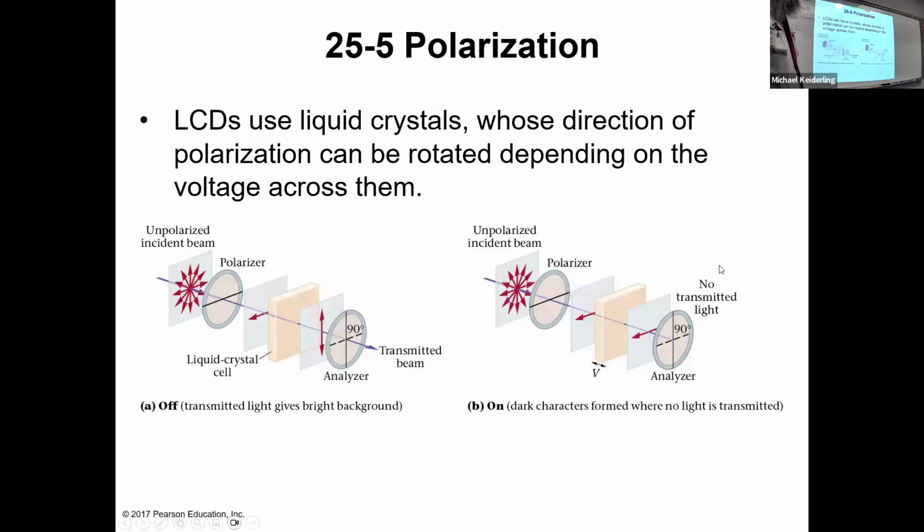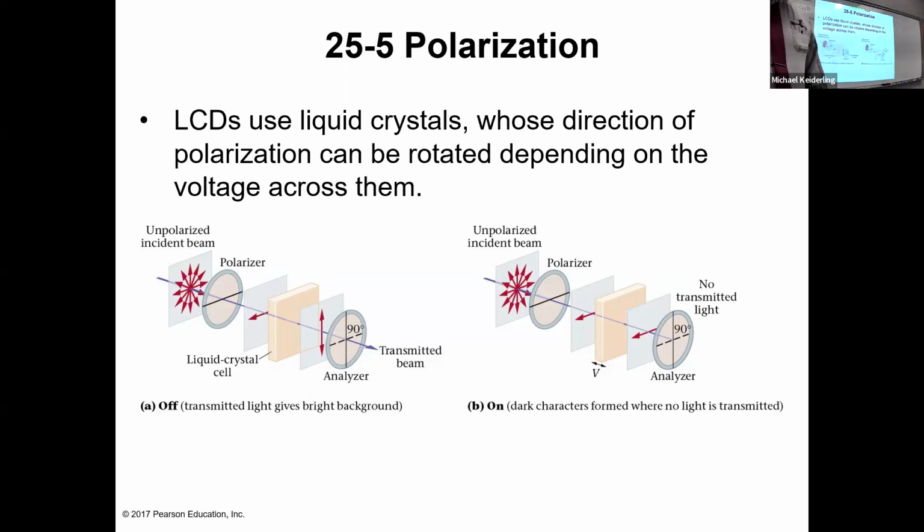Okay. So LCDs use liquid crystals, whose direction of polarization can be rotated depending on the voltage across them. So basically what you do is you have a polarizer, the liquid crystal cell, and then the analyzer. And the liquid crystal rotates the polarization of the light coming into it. And the amount that it rotates can be adjusted by the voltage going across it.